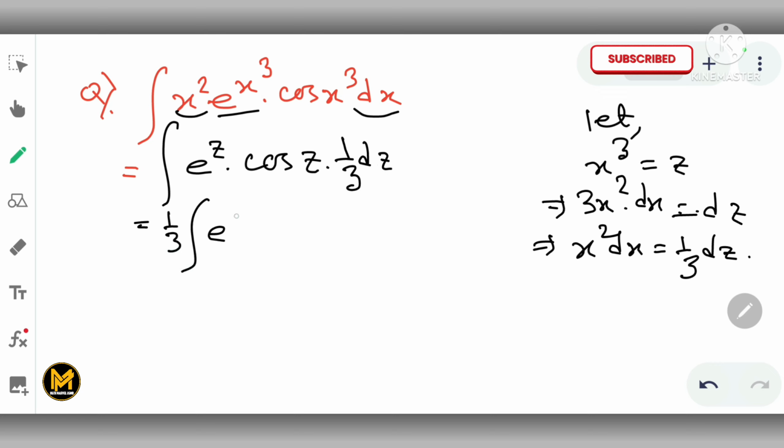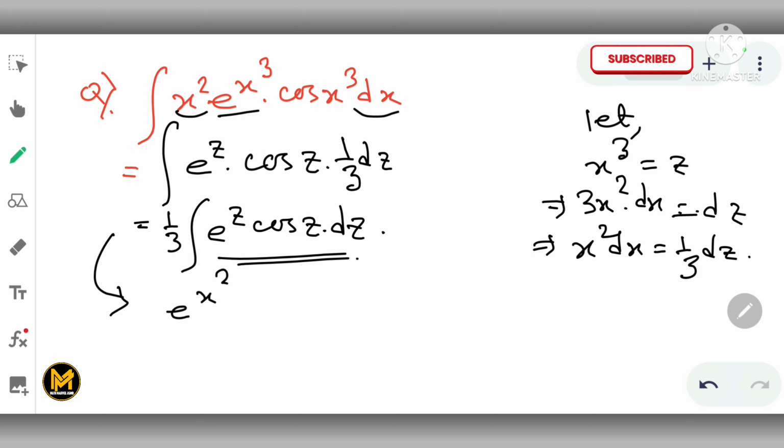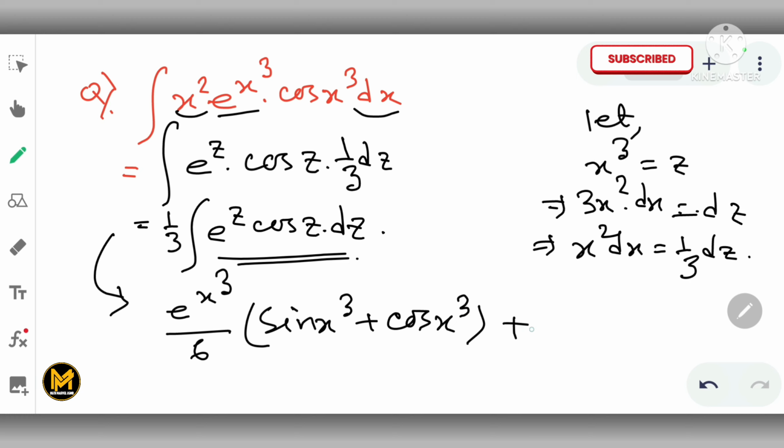Being simplified, 1/3 will be outside, the integration of e to the power z into cos z dz. Now this format is known to us. We will apply the previous formula, find the answer, and then substitute z with x cube. So ultimately the answer will be e to the power x cube divided by 6 into sine of x cube plus cos of x cube plus c. You try to see whether this came out right or not.